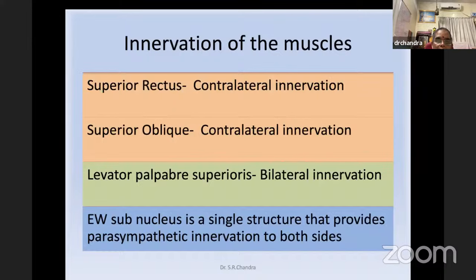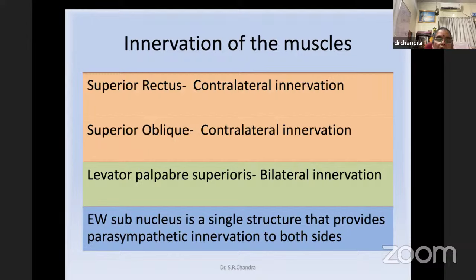So next is the innervation peculiarities. Superior rectus nucleus, you know the Warwick's model of the third nerve nucleus. Superior rectus nucleus innervates the contralateral superior rectus muscle. And the superior oblique, that is the fourth nerve, normally crosses dorsally in the brainstem and supplies the contralateral superior oblique. And levator palpebrae superioris has got bilateral innervation.